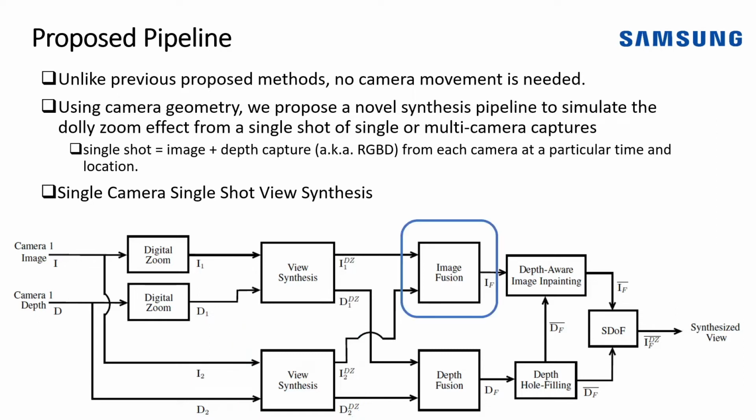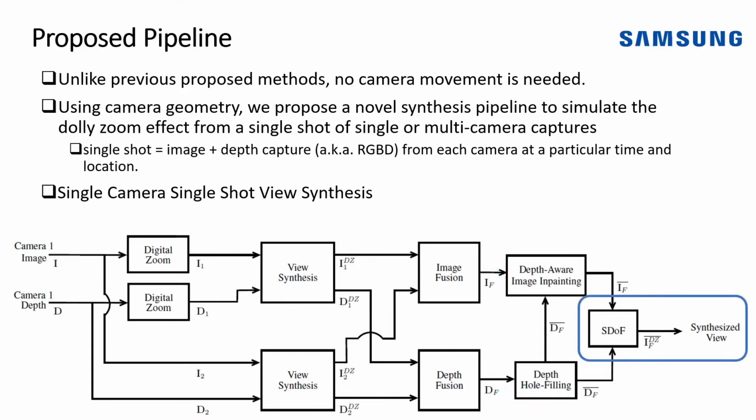Then the synthesized images I1DZ and I2DZ are fused together to form the fused image IF, while the synthesized depth maps D1DZ and D2DZ are similarly fused together to form the fused depth map DF. Then, occlusion areas in IF and DF are handled by our proposed depth-aware image inpainting to obtain I bar F and D bar F. After view synthesis and occlusion handling, the shallow depth of field effect is applied to I bar F to obtain the final Dolly zoom synthesized image result.